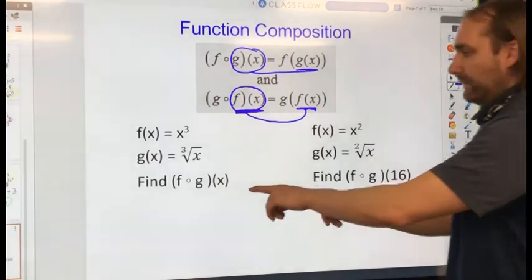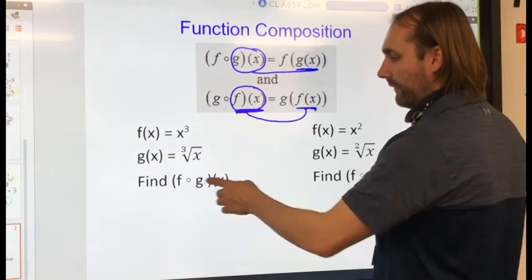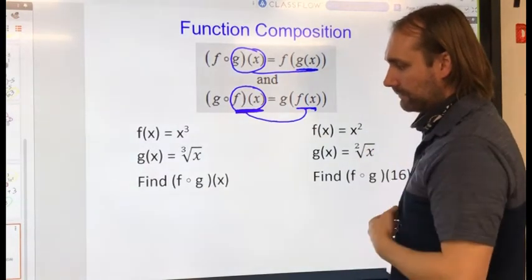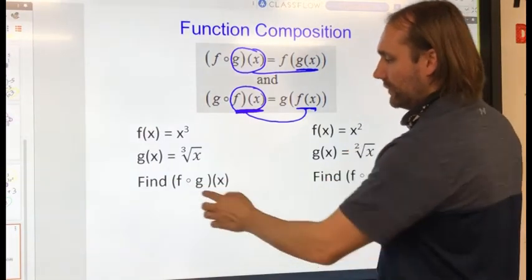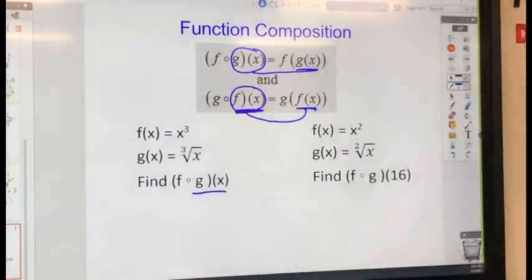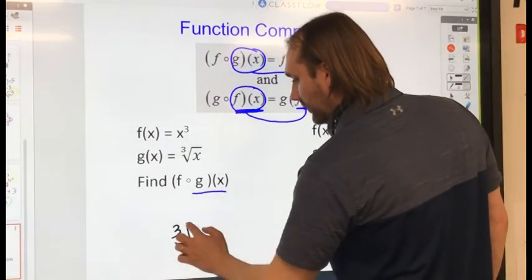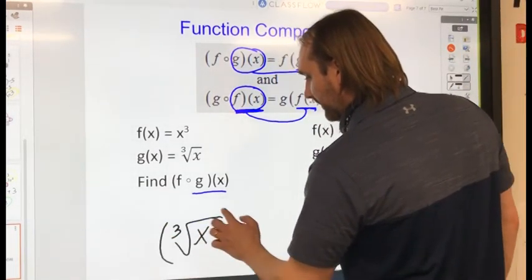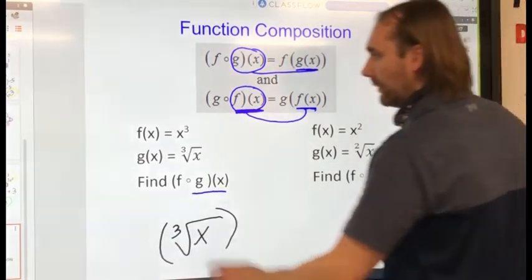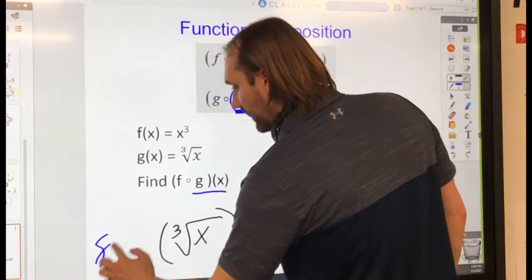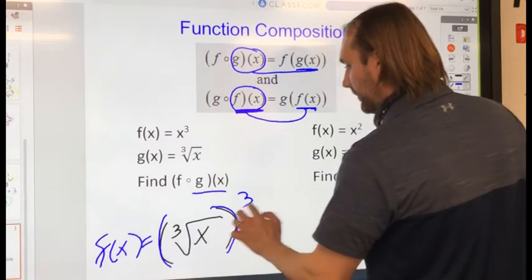So let's go back to this problem. Which of these functions is the one in the middle, f or g? Which of these functions is going to be inside? G, very good. It's the one next to my variable x. So I'm going to go ahead and write g, the cube root of x, and I'm going to put that inside of my f of x, which is x cubed. So f of x equals something cubed.